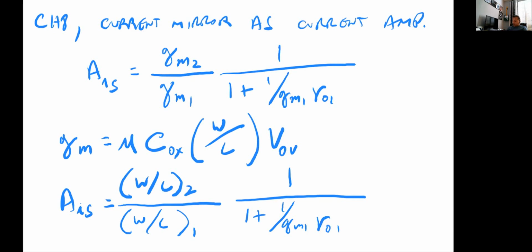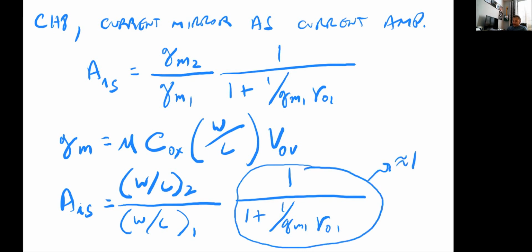Now, when you design the transistor, this quantity is going to come out very close to 1. Because of that, the gain is dominated by the width to length ratios of the transistors, and normally the lengths are the same, and you just size the widths accordingly to get the gain that you need. So that's a nice result.